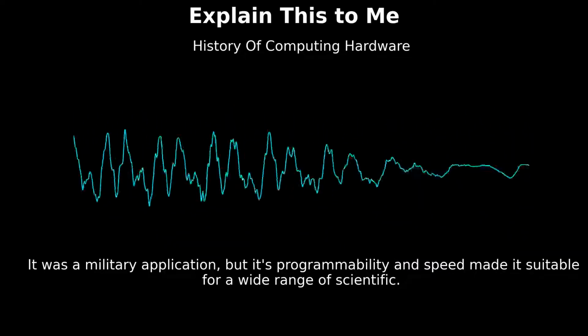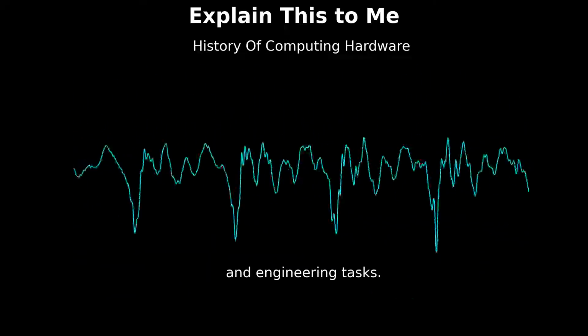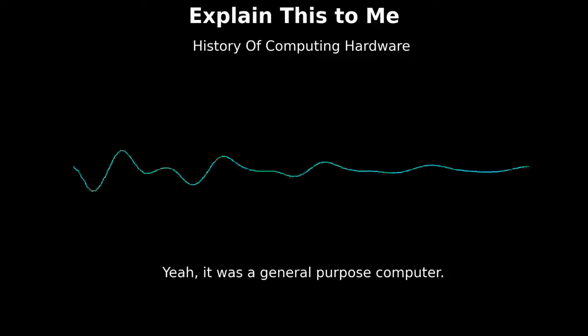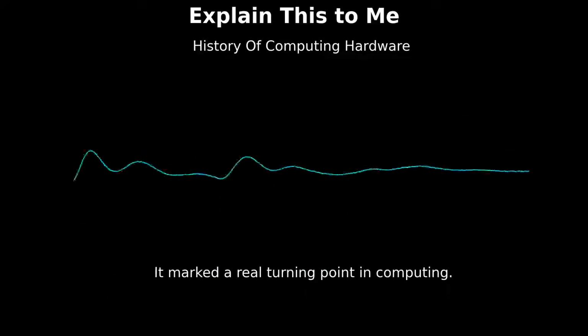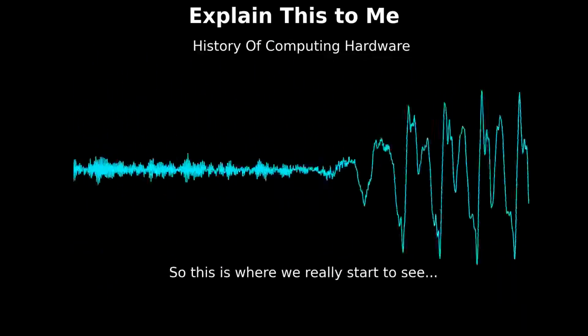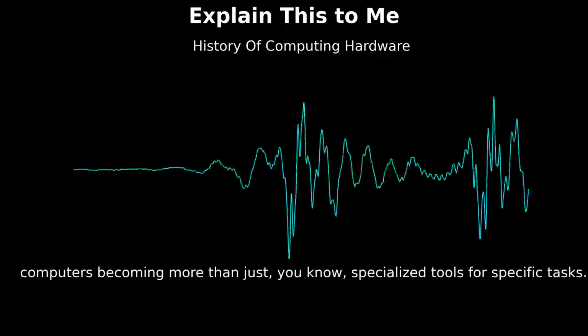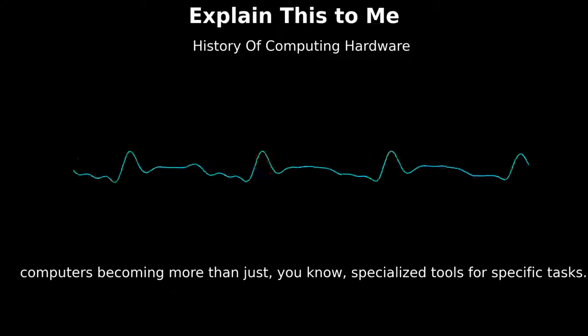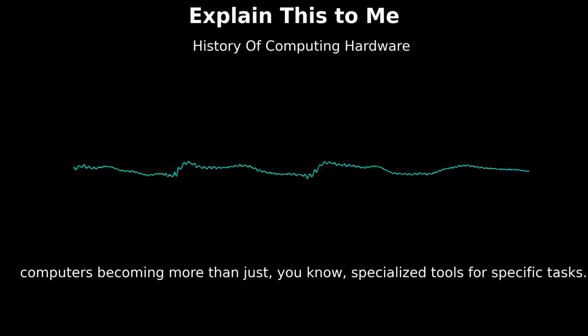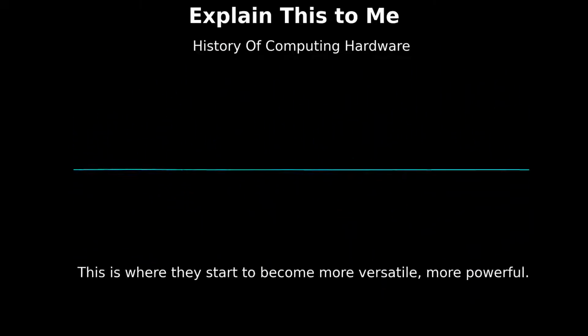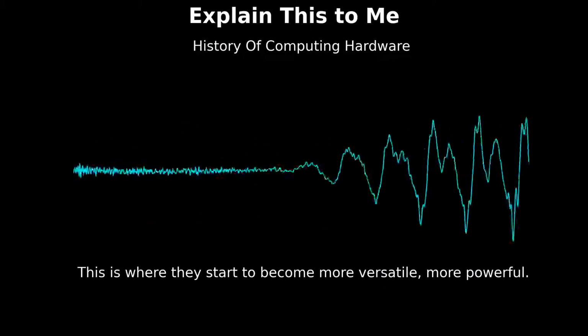It marked a real turning point in computing. So this is where we really start to see computers becoming more than just specialized tools for specific tasks. Exactly. This is where they start to become more versatile, more powerful. Yeah, this is where we start to see the potential of computers to do all sorts of things. Right. So what happened next?